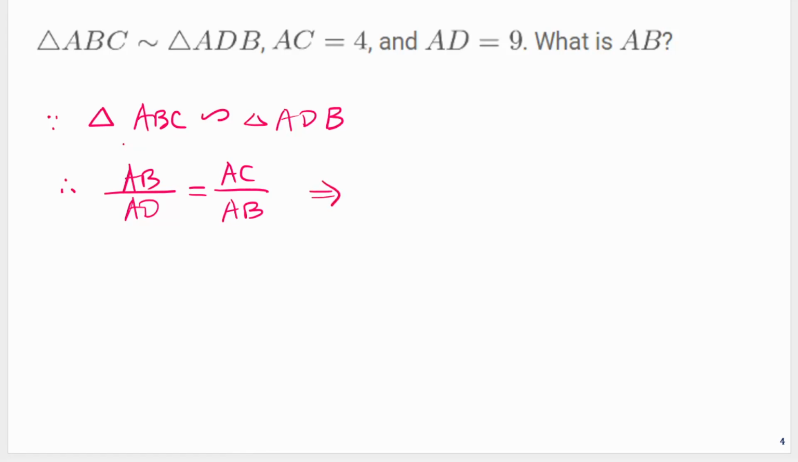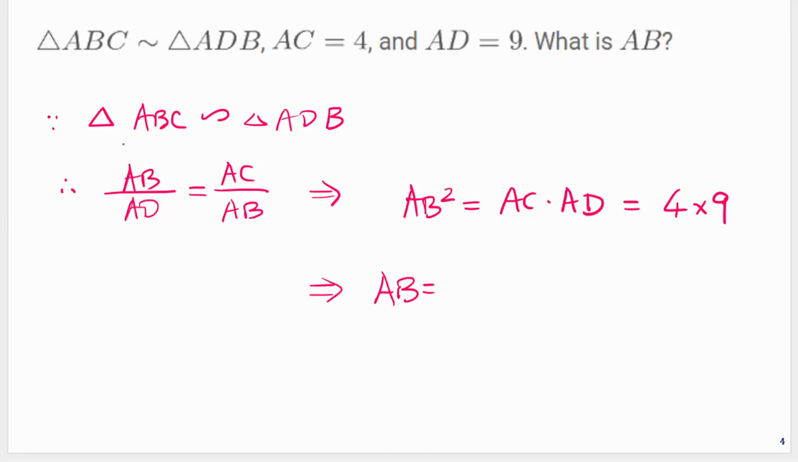Yeah. Then we have an equation in terms of AB. So AB squared should equal AC times AD. We know the length of AC and AD. So AC equals 4, AD equals 9. Therefore, we know AB is a positive 6 because length of a side cannot be negative. Therefore, we know AB equals 6, right? Any questions?